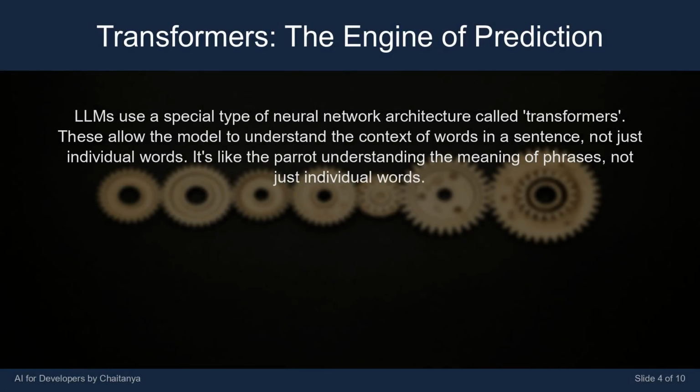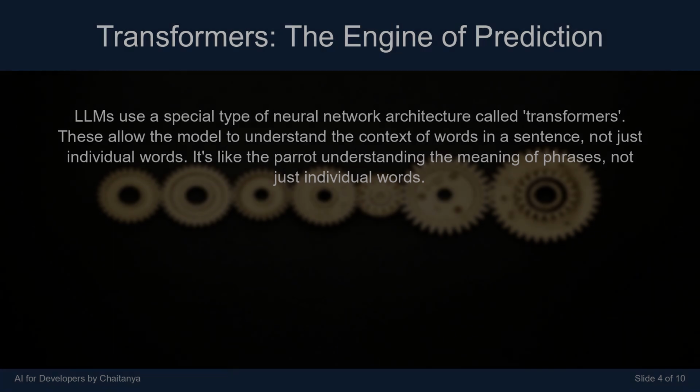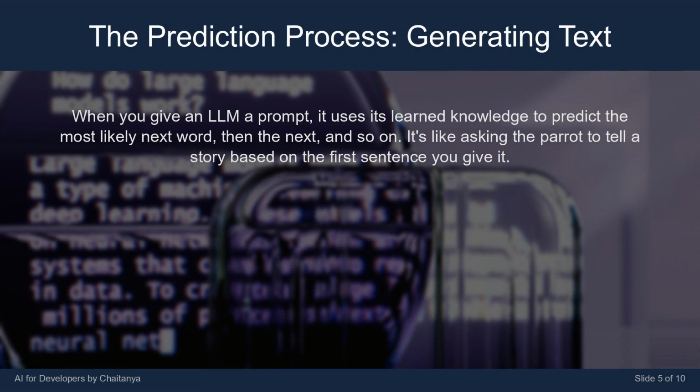LLMs use a special type of neural network architecture called transformers. These allow the model to understand the context of words in a sentence, not just individual words. It's like the parrot understanding the meaning of phrases. When you give an LLM a prompt, it uses its learned knowledge to predict the most likely next word. Then the next, and so on. It's like asking the parrot to tell a story based on the first sentence you give it.